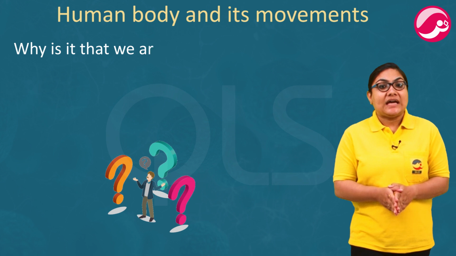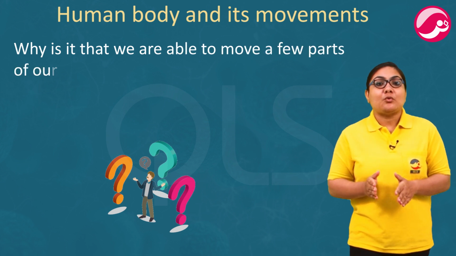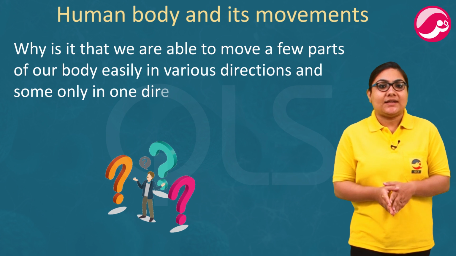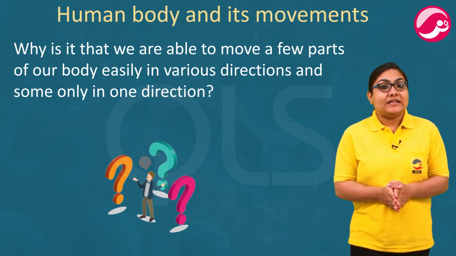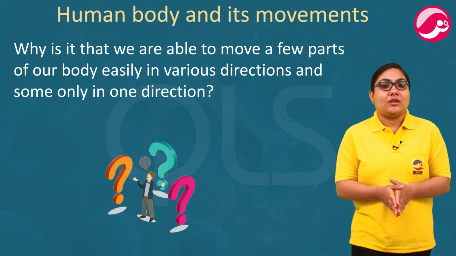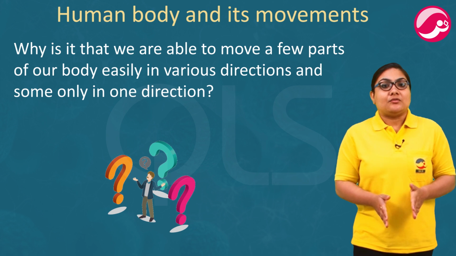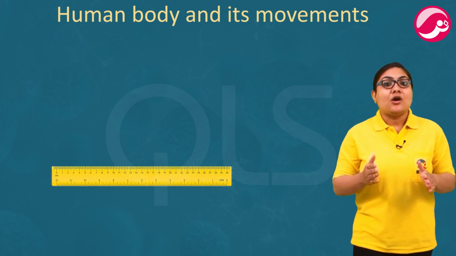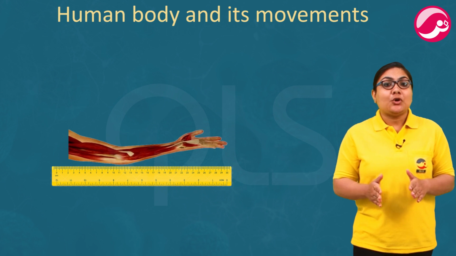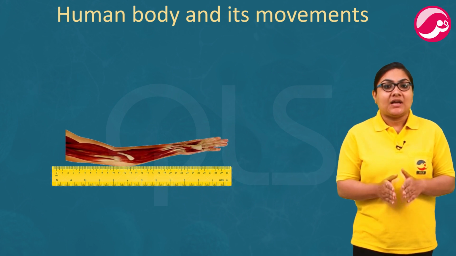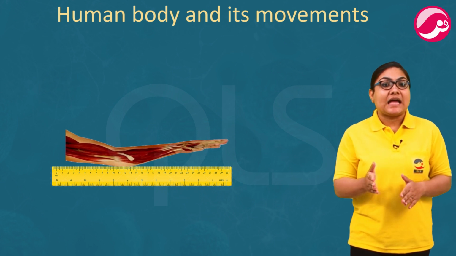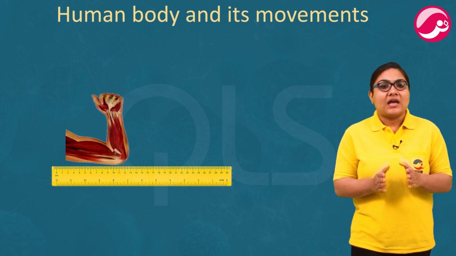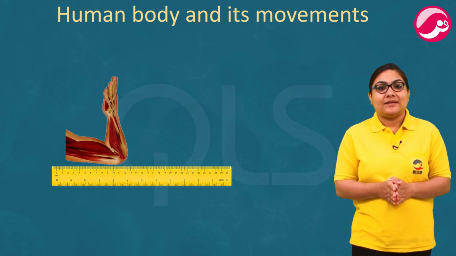Why is it that we are able to move a few parts of our body easily in various directions and some only in one direction? Why are we unable to move some parts at all? Now, there is an activity to perform for you. Place a scale on your arm so that your elbow is in the center. Ask your friend to tie the scale and your arm together. Now try to bend your elbow. Are you able to do it?